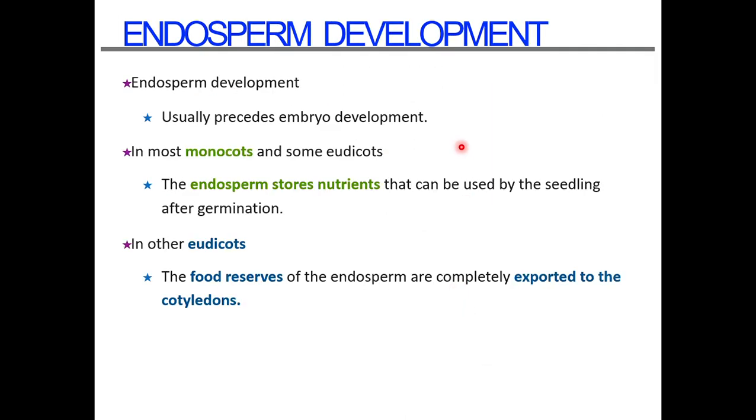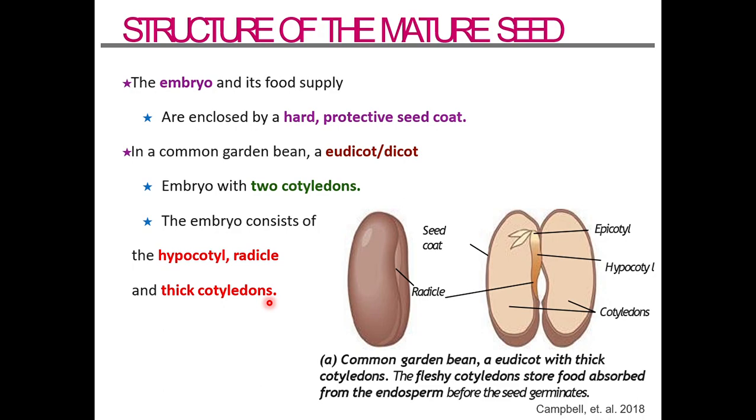The endosperm development usually precedes the embryo development. In most monocots and some eudicots, the endosperm stores nutrients. These nutrients will then be used by the seedling after germination. In other eudicots, the food reserve of the endosperm is completely exported to the cotyledons. The embryo and its food supply are enclosed by a hard protective seed coat.